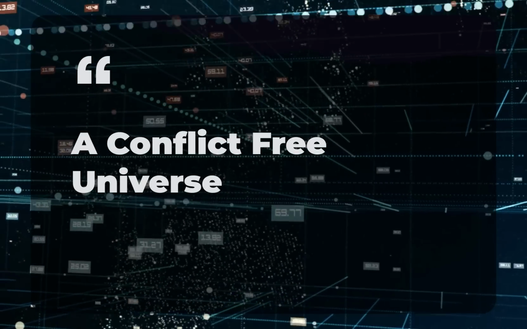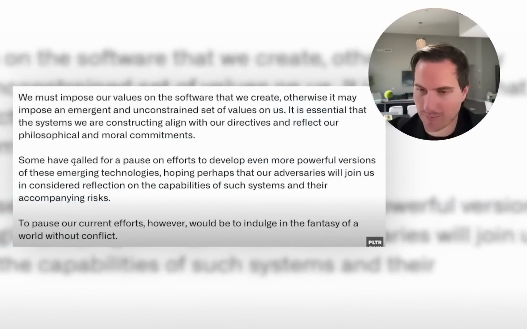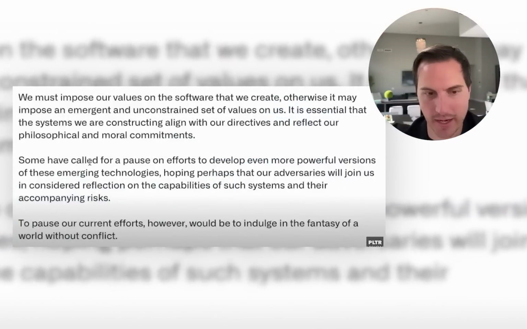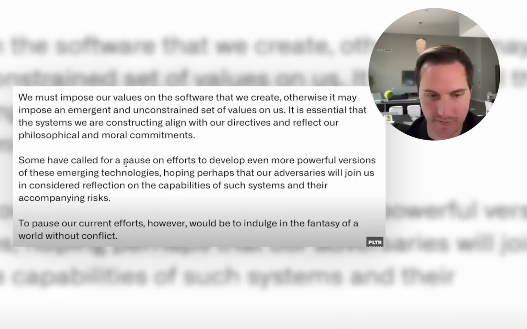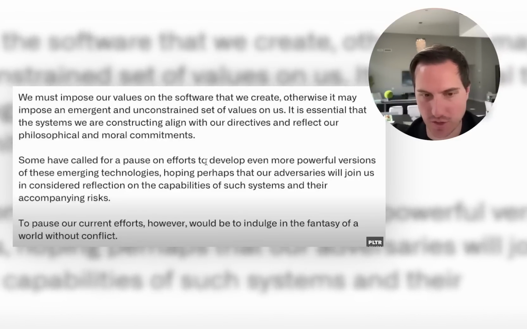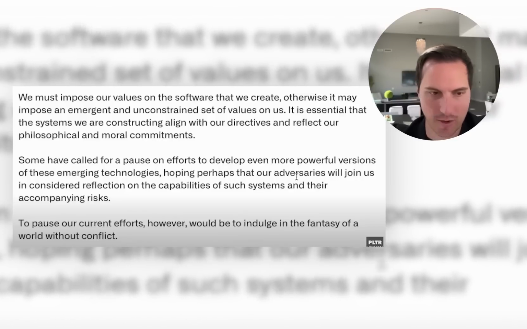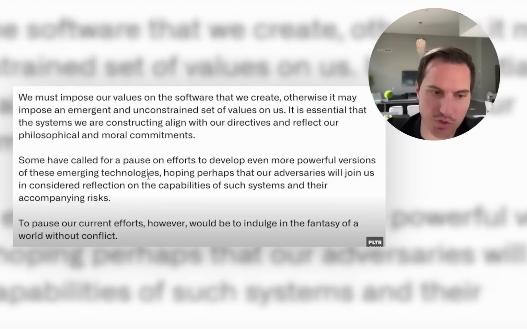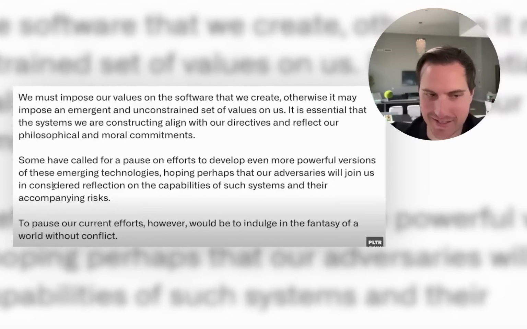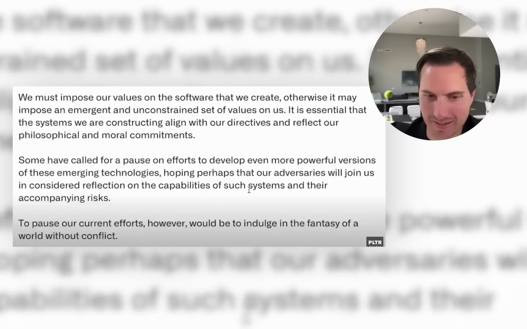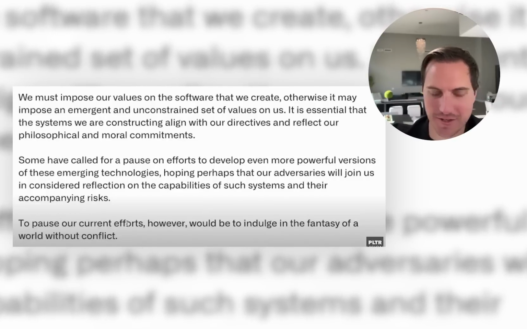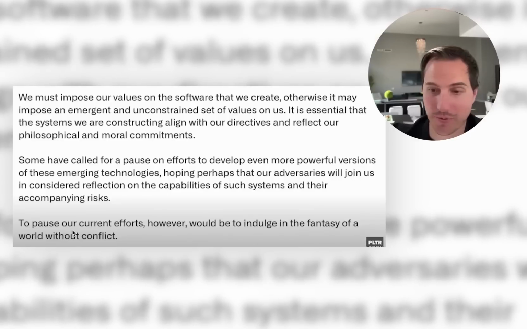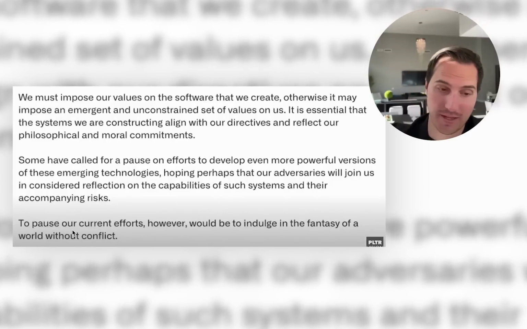I don't know if you guys heard what Elon Musk said, but Elon Musk put it out there that we should do like a 6-month pause on AI technology and whatnot. And it sounds like Karp's definitely pushing back here. "Some have called for a pause on efforts to develop even more powerful versions of these emerging technologies, hoping perhaps that our adversaries will join us in considered reflection on the capabilities of such systems and their accompanying risks. To pause our current efforts, however, would be to indulge in the fantasy of a world without conflict." Very well put, Alex Karp, right?